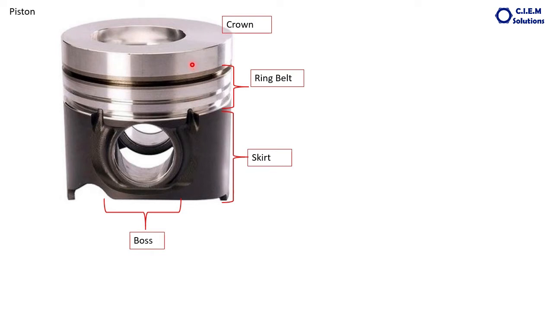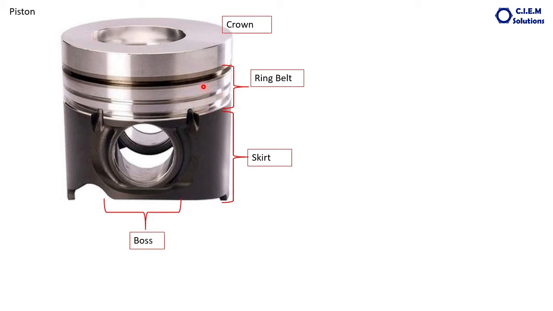The crown is the main area which gives the sealing to the combustion chamber. Then these grooves are to accommodate the piston rings. And then this is the one which helps to guide the piston for the reciprocating movement along the cylinder wall. And this is the area where the gudgeon pin is mounted, and there are some small grooves which you can see, called gudgeon pin locks. This is about the piston, and you can also see there will be some drilled holes.